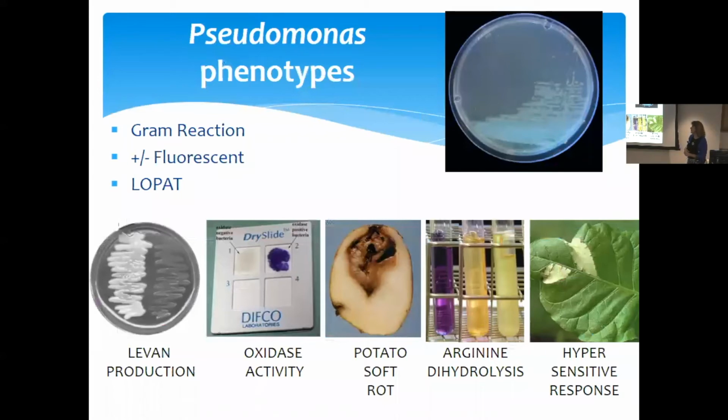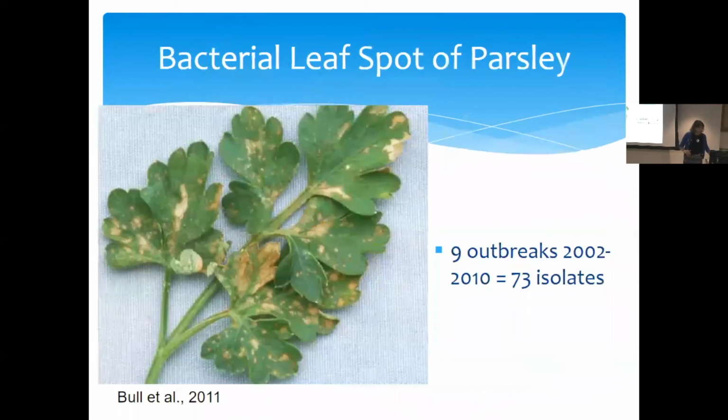Okay, so what happens when we get a new pathogen that might be a Pseudomonas in the lab, right? We test the phenotypic characteristics to begin with when we've isolated it, and then we go on to do the genetic and taxonomic analysis in a little more detail. I'm going to tell you a couple of stories now.